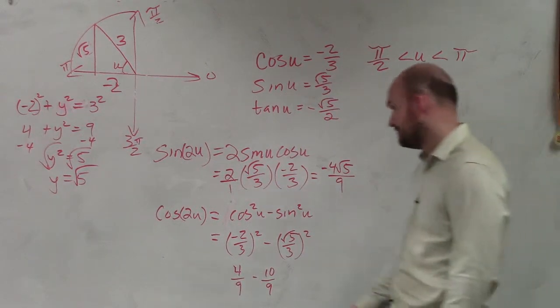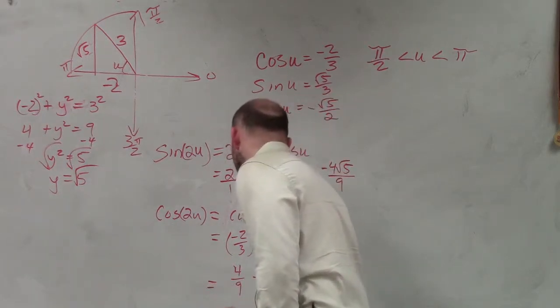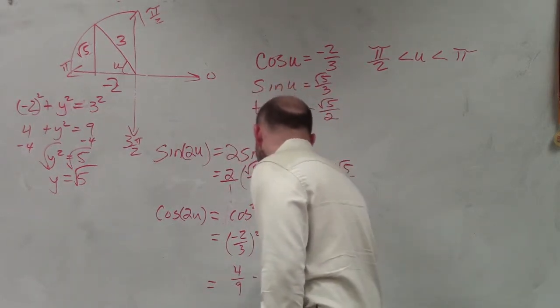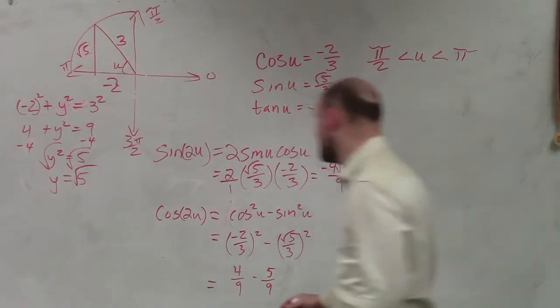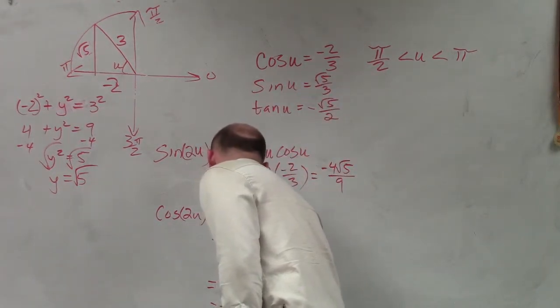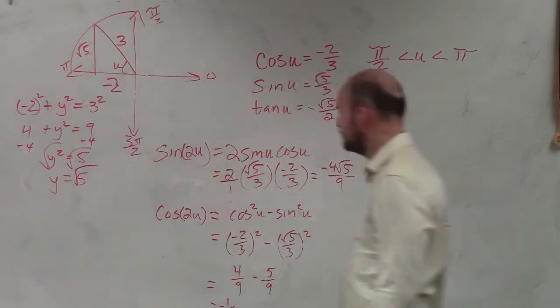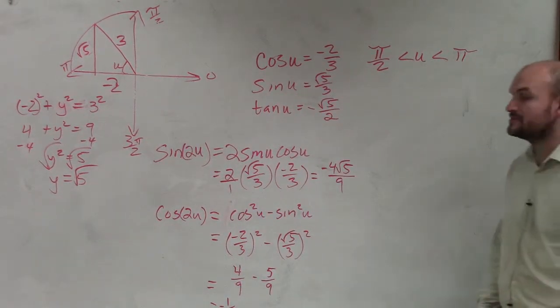So it's going to be 4 minus 5, so it becomes a negative 1/9. I made that mistake last time too, I don't know why I keep doing that. OK, does that make sense? Good. Now the last one is tangent, which a lot of students get mixed up on.